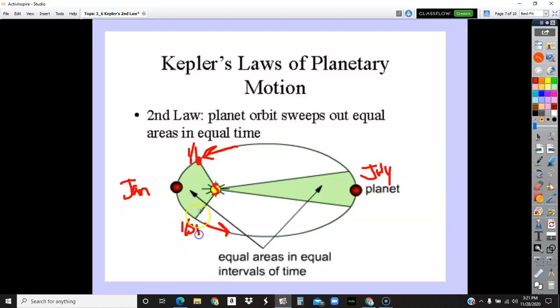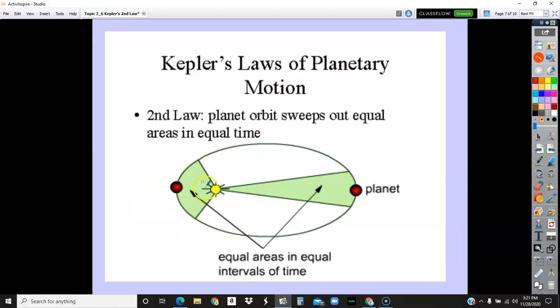So what Kepler is trying to say is we have to cover the same amount of area in January. This green section over here has to be equal to this long green area over here in July. This area here has to equal this area here. So that's the equal areas law. We have to move at a different speed.